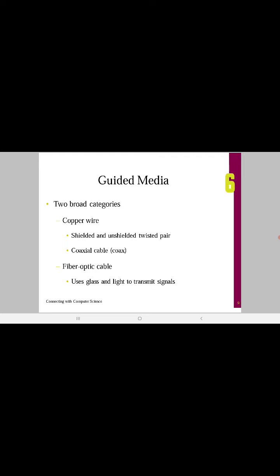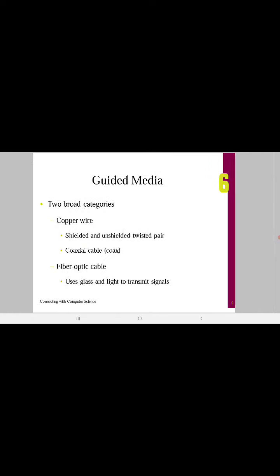So copper wires are of two types: shielded and unshielded. Shielded means covered with some medium or material, and unshielded means open wire. Coaxial is another type of copper wire. The second one is fiber optic cables. Fiber optic cables use glass and light to transmit signals. Generally, in fiber optic cables we use a glass medium as well as light to transmit data or information.